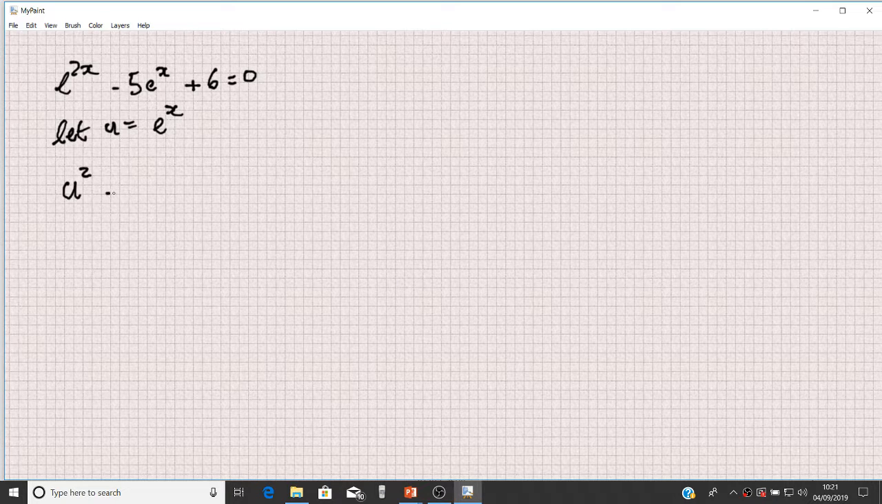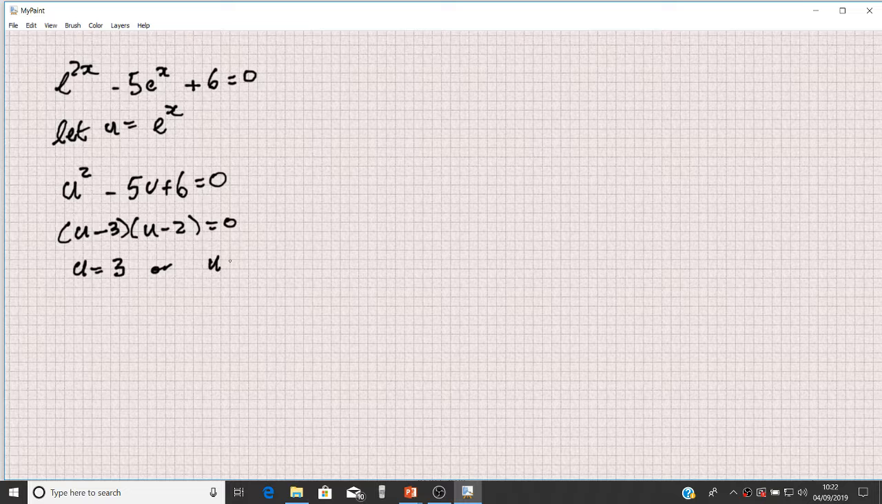u squared minus 5u plus 6 equals 0. So we have a quadratic equation in u, and we can factor this one to solve for u. So we've negative 5, which will give us, say, negative 3 times u negative 2 equals 0. And the solutions for u could be positive 3 or u equals positive 2. So we have two solutions for u, but we know e to the x is u.